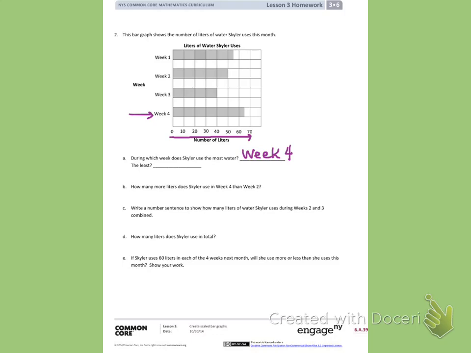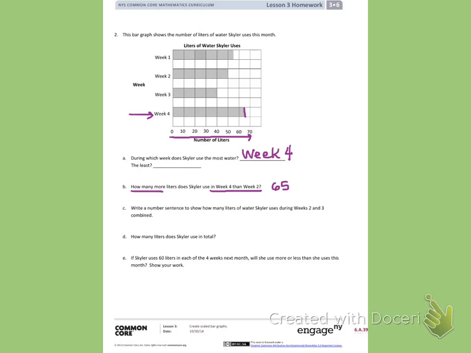Item B says, how many more liters does Skylar use in week 4 than week 2? I'm going to underline that. How many more in week 4 than week 2? Let's look at week 4. Week 4 is between the 60 and the 70. So, since it's halfway between 60 and 70, I'll call that 65.